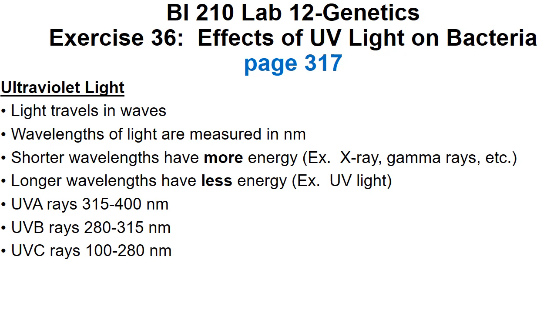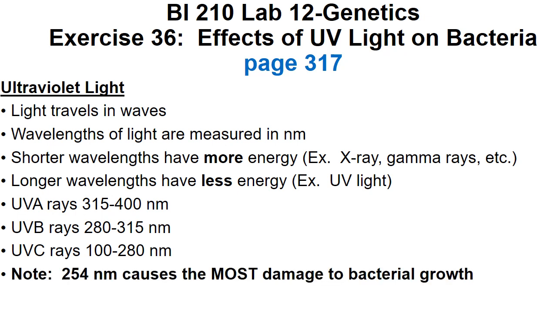UVC rays are the rays we will focus on in this class. UVC rays range from 100 to 280 nanometers. And you should note, and it is significant, that in this experiment, the UV light used is set at 254 nanometers, which is the wavelength that causes the most damage to bacteria, specifically bacterial growth, and we will see why on the next few slides.